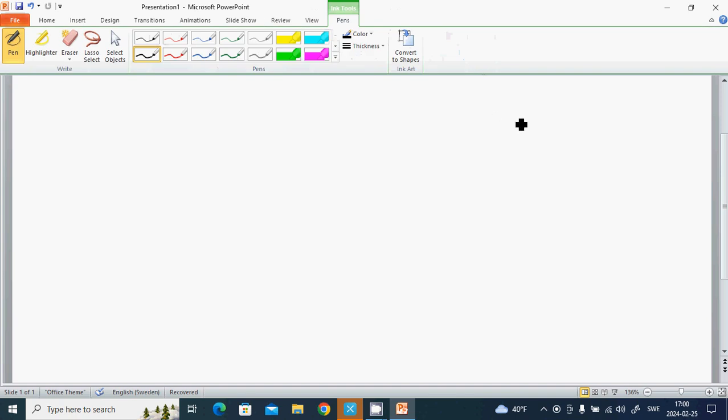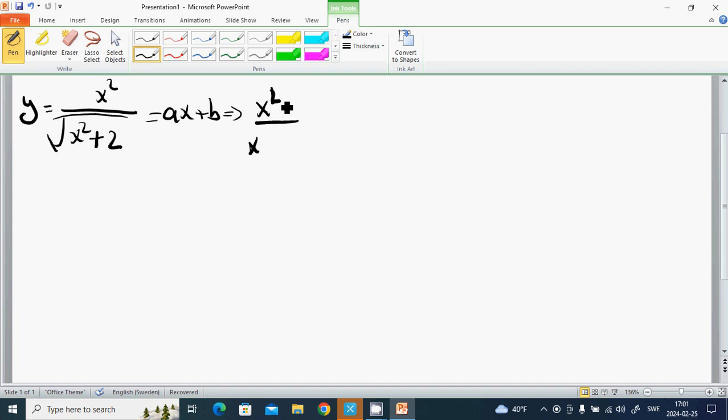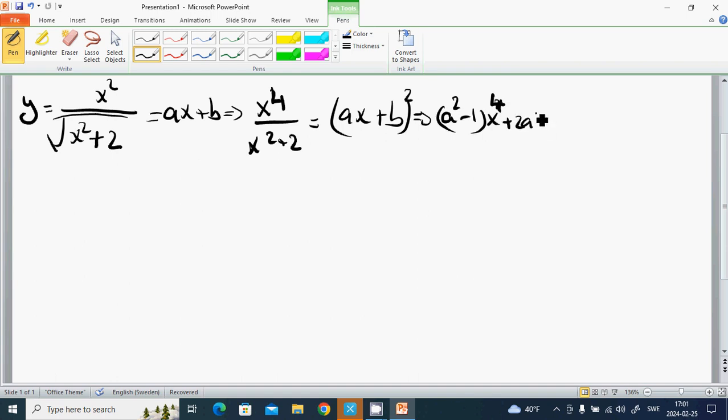Another example is y equals x² divided by x² plus 2 equals ax plus b. Then x² divided by x² plus 2, raised to the power of 2, equals ax plus b squared. Then we have (a² minus 1)x⁴ plus 2abx³ plus (b² plus 2a²)x² plus 4abx plus 2b² equals 0.